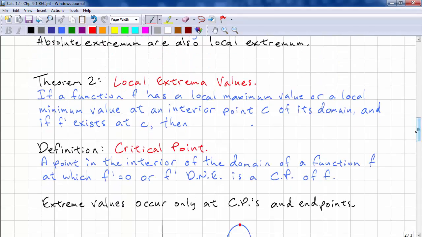Theorem 2, local extreme values. If a function f has a local maximum value or a local minimum value at an interior point C of its domain, and the derivative exists at C, then the derivative at C must equal 0. Okay, so remember, if we have a peak or a valley, our tangent line or slope is going to be 0.